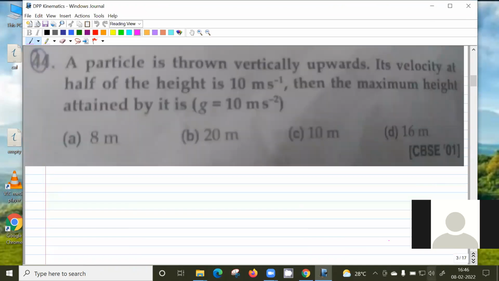Oh, so this one, right? Can you do it now, or is it still not clear? The particle is thrown vertically upwards, its velocity at half the maximum height is 10. So the maximum height at 10. So you have to draw the figure.